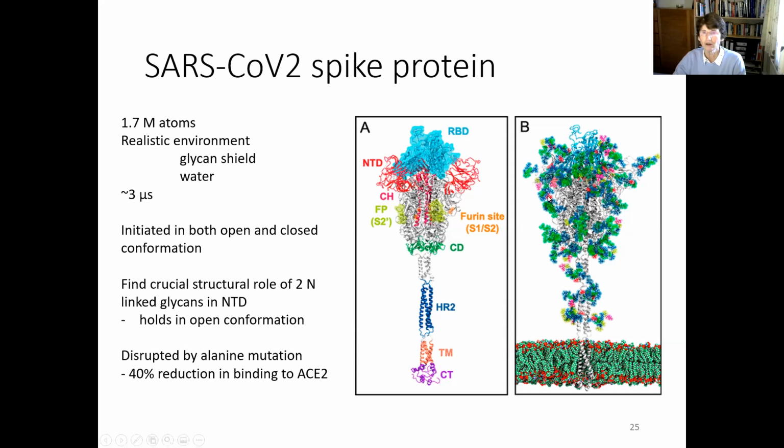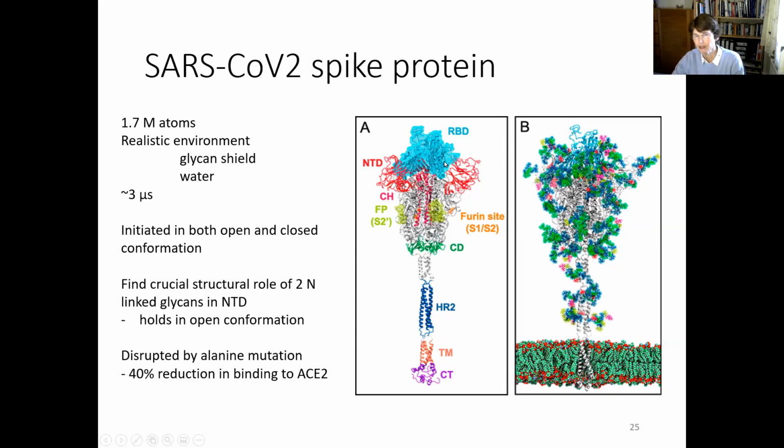And what they're looking at is whether this domain is open or closed. Apparently, if I understand it correctly, it has to be open before it will attach to the ACE2. So they watch whether it opens easily or not, and what happens if you do some modifications, and whether it's disrupted by various mutations. And they found that this particular mutation would reduce the binding, a 40% reduction, to the cell, this ACE2 cell. So this is the beginning of infection.